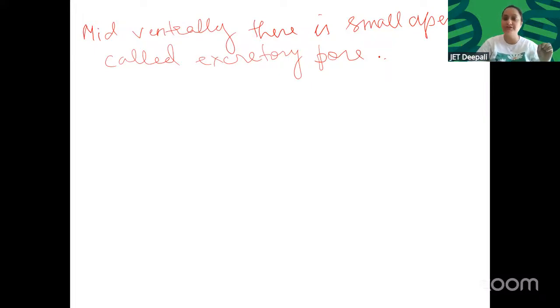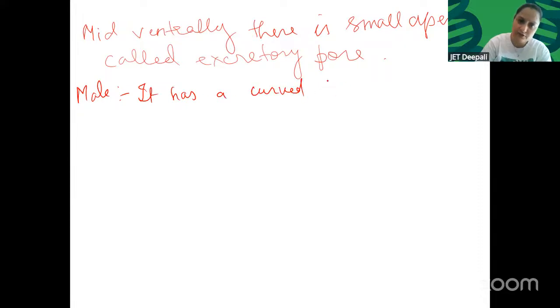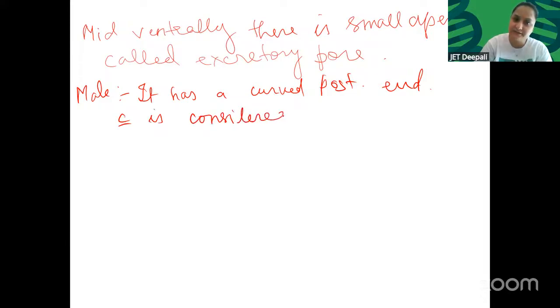Now we will move towards the male structure and the female structure, and then we will move to the life cycle. First, we will write about the male: what the male looks like, what are the distinct characteristics of the male that make them different from the female counterparts. It has a curved posterior end, which is considered the tail.